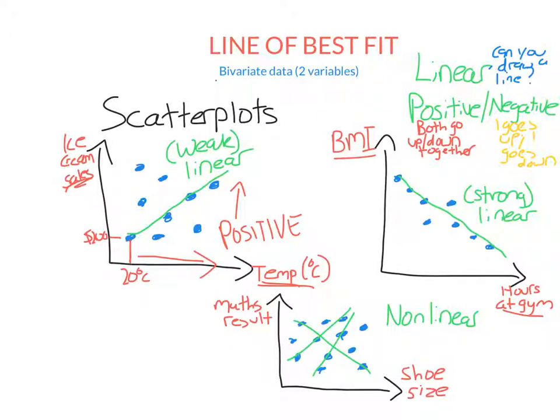So the relationship in the second one is negative because what is happening is as the number of hours at the gym is increased, as we go along here, the BMI is decreasing. So as one of the variables increases, the other decreases. That's what a negative relationship means. And you'd expect that. You'd expect that the more hours you spend at the gym, your BMI would decrease.